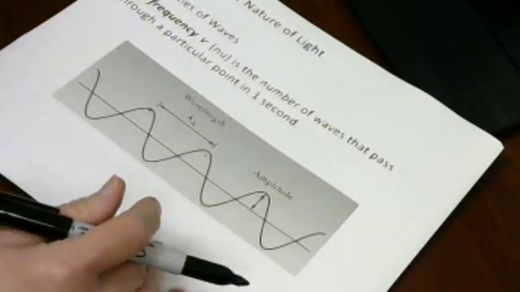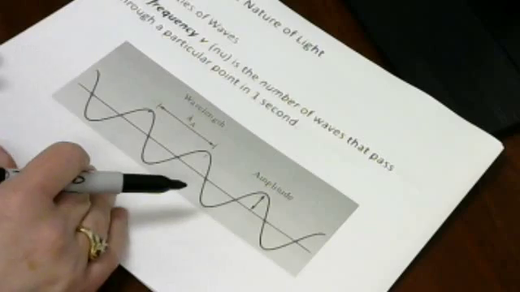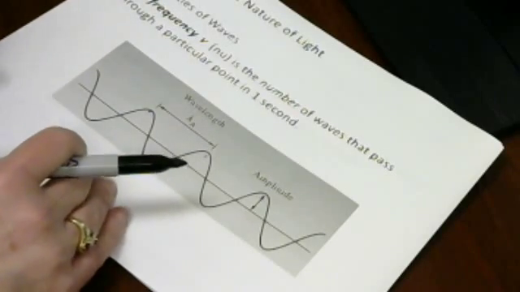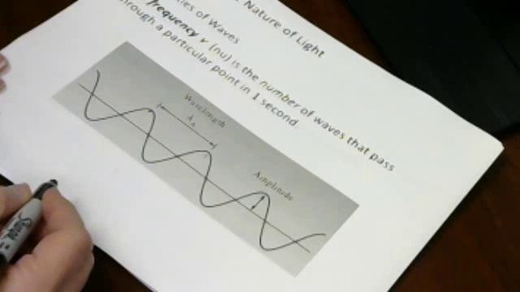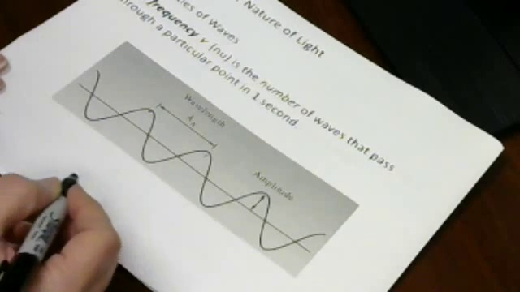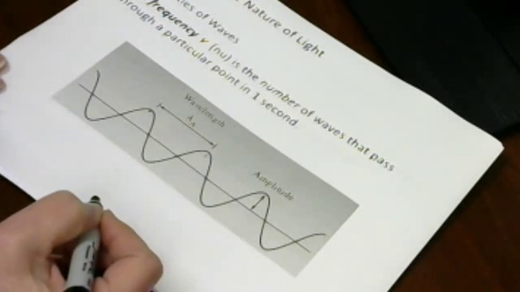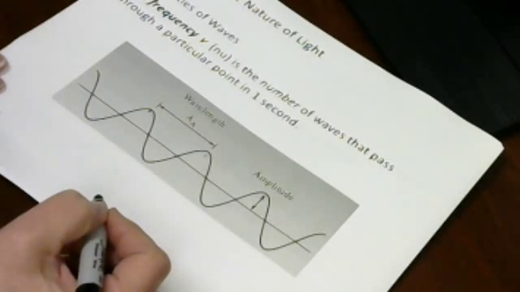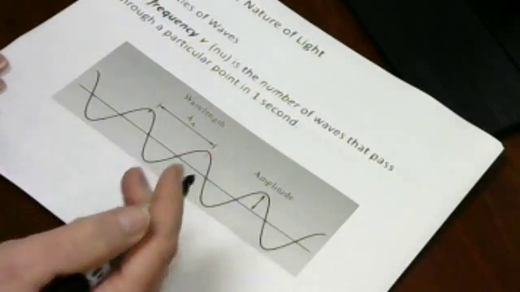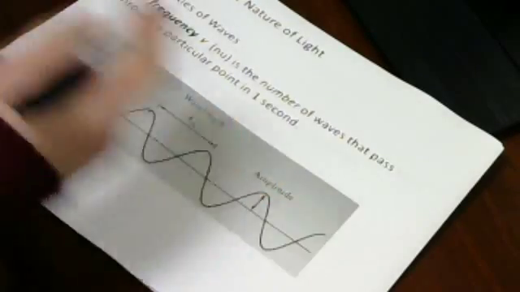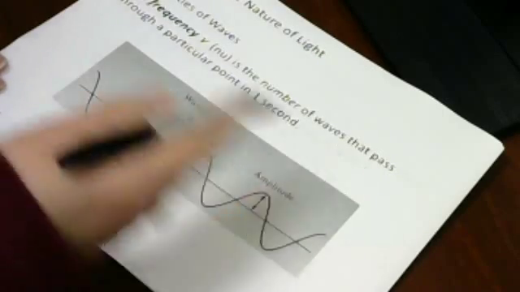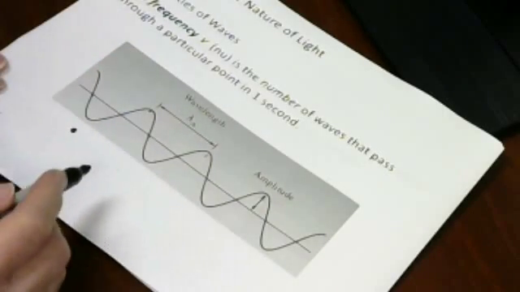And then frequency. When you think of frequency, it's denoted with the Greek letter nu, which looks like a V. It's how many waves can pass a given point. Like you put a point on here and you let that be your starting point, and let's count how many of these waves can pass that point in 1 second.